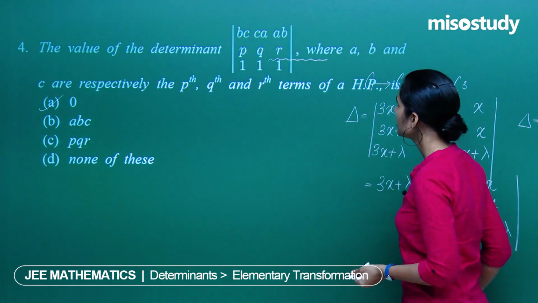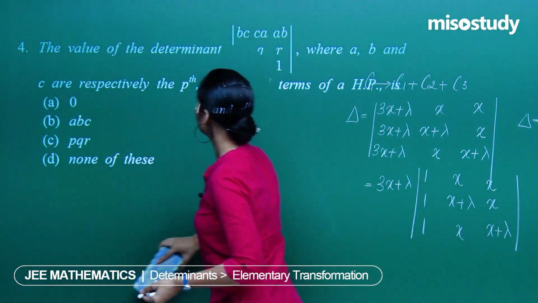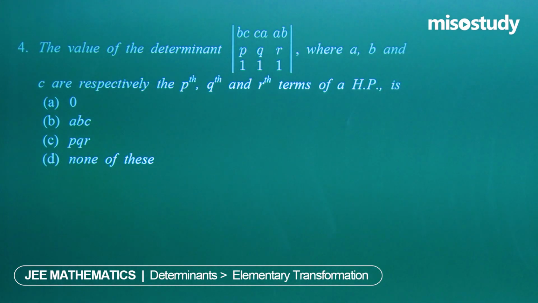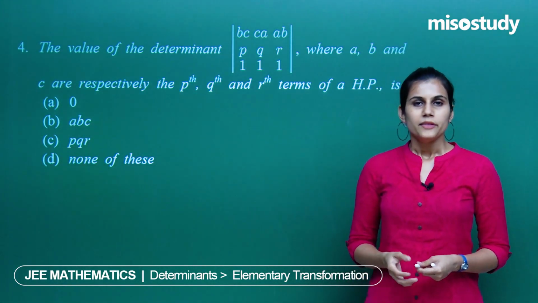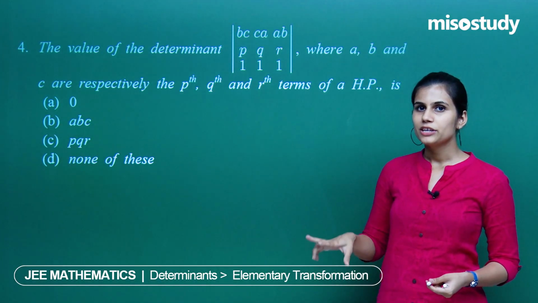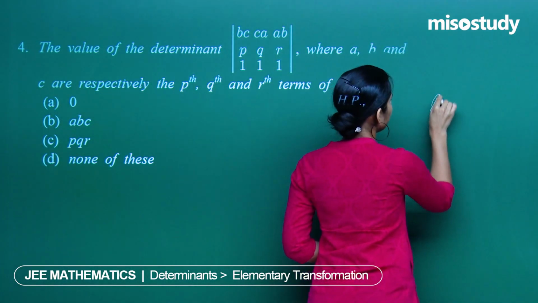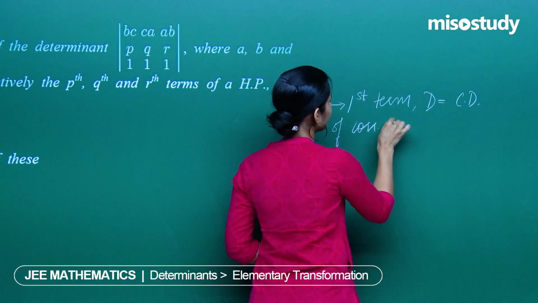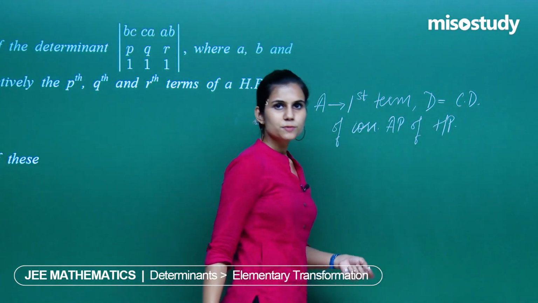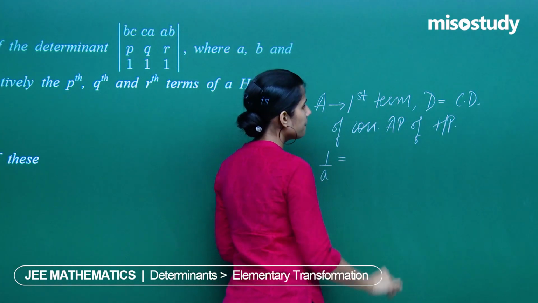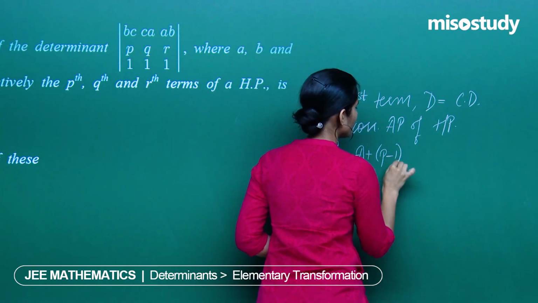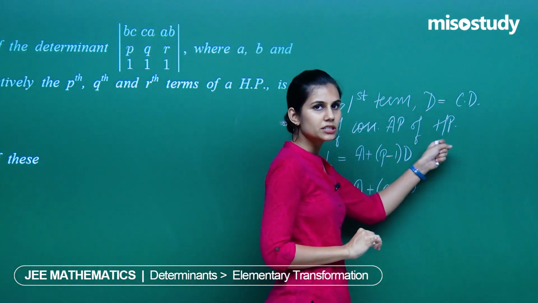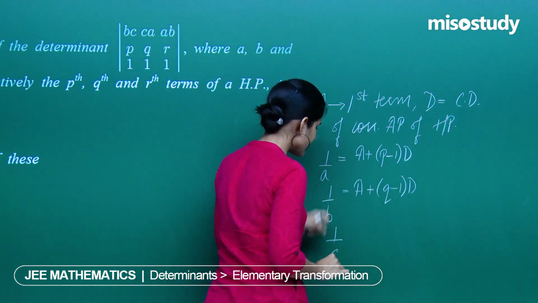Next you have question number 4. The value of this particular determinant where a, b, c are actually the pth, qth and rth terms of a harmonic progression. Okay. If a, b, c are the p, q and rth terms of an HP, then their reciprocals are the p, q and rth terms of the corresponding AP. So let A be the first term and D be the common difference of the corresponding arithmetic progression of this HP. Then if small a is the pth term of this HP, then 1 upon a is actually the pth term of this AP, which is A plus (p minus 1) D. Similarly, the reciprocal of b is the qth term of this AP, because b is the qth term of this HP. And because c is the rth term of this HP, its reciprocal will be the rth term of the corresponding AP.